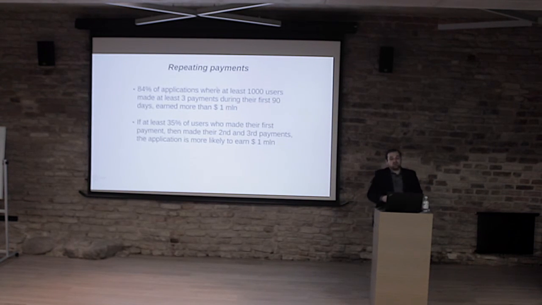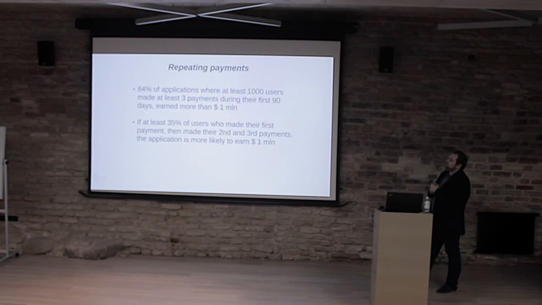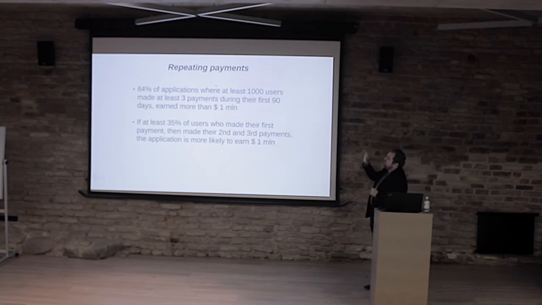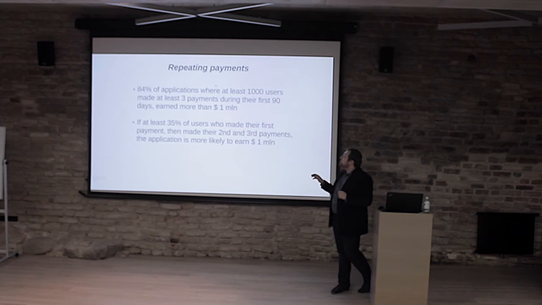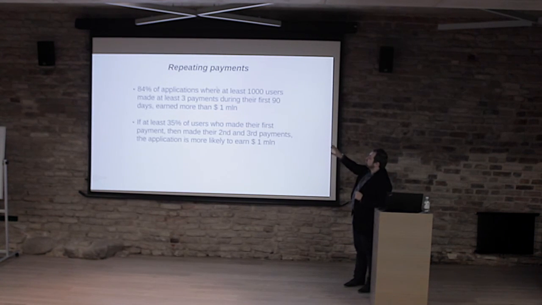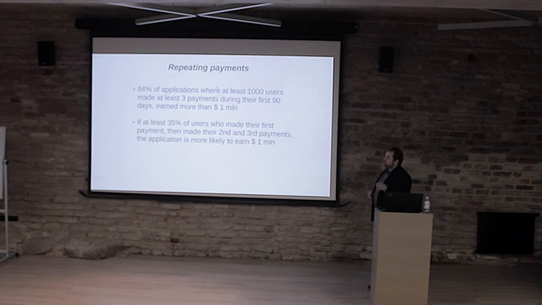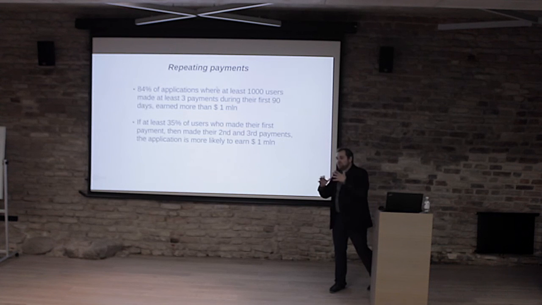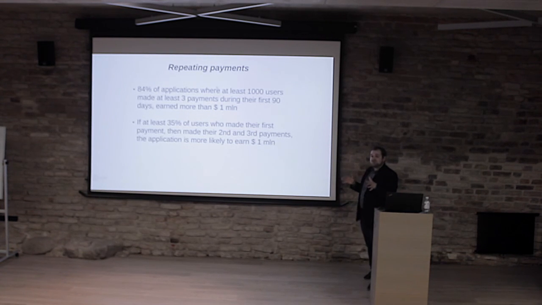Repeating payments. As I said, repeating payments are also very important. This data is taken from Tapjoy research, and they found out that 84% of applications where a lot of users made at least 3 payments during the first 90 days earned more than $1 million. So if your users made their first 3 payments during the first 3 months, it increases your chance to earn $1 million.